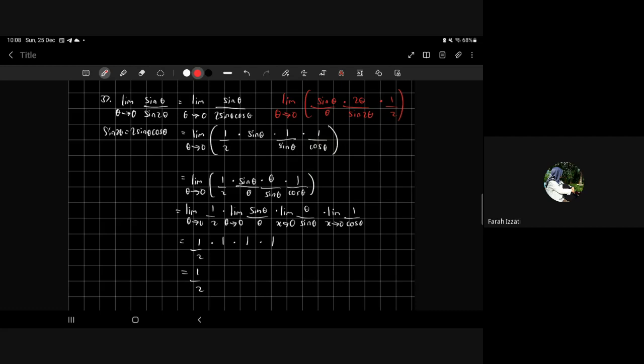How about you, Aisha? So far so good? I think okay. Good to know. The last one, the 1 over cos theta, we just evaluate it. X equals 0. It's not undefined. It's not an indeterminate form. Nothing really weird. It's just 1.